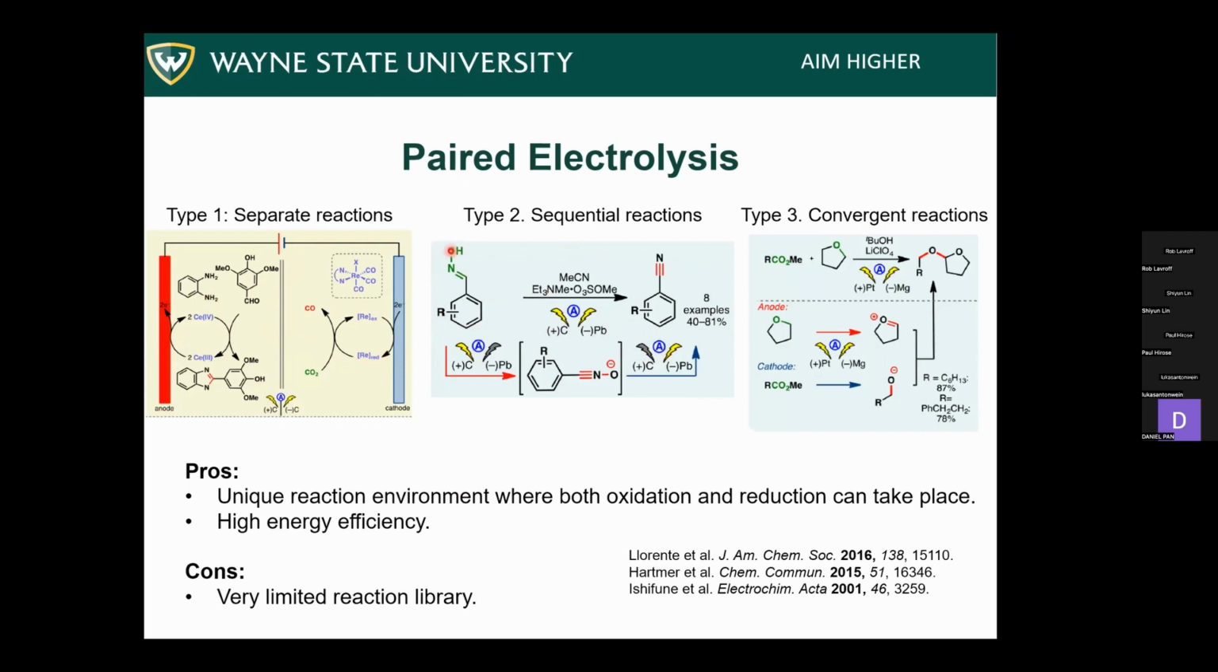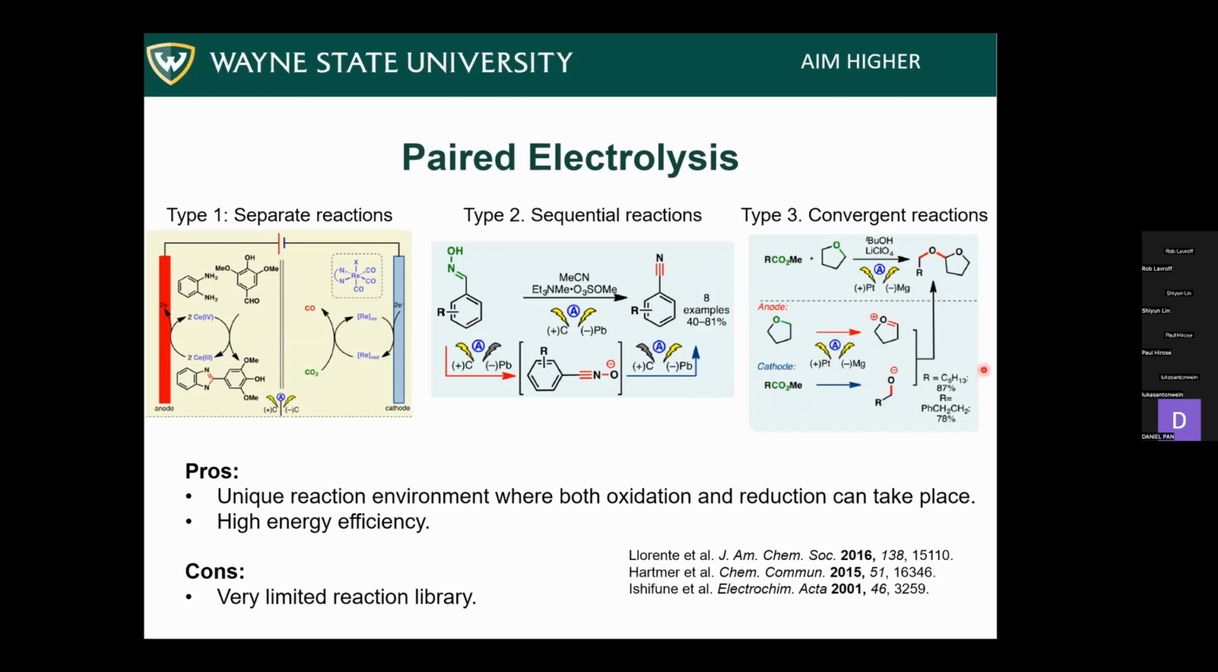You have just one starting material, and you let it reduce first, for example, and form some reactive intermediate, and then oxidize it, and it gets the product at the end. That is sequential. That's what I call sequential reaction. The third type is called convergent reaction. You have 2 reactants. One gets oxidized to form some intermediate. The other one gets reduced to form some intermediate, and then these 2 combine and give the final product.